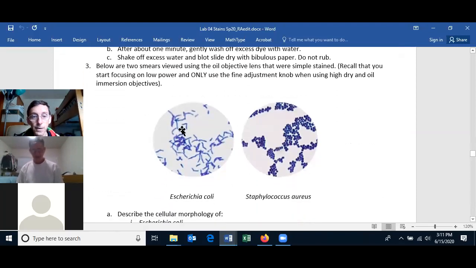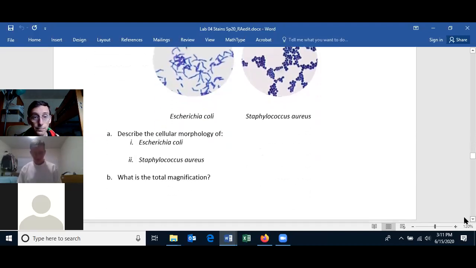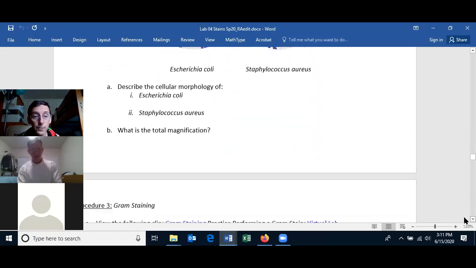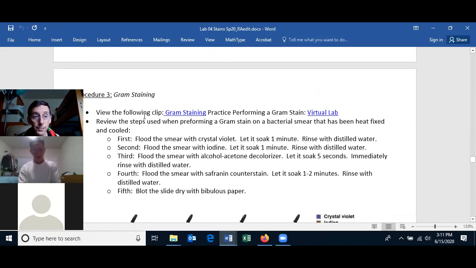And in simple staining, all the cells will look the same, so they'll all stain purple. You can tell the difference, like between E. coli and Staphylococcus aureus, if the cells have a different shape, as they do here. And then work on the worksheet on procedure 3. It's going through a video on making the gram stain, and then you'll be doing a virtual lab on doing the gram stain.